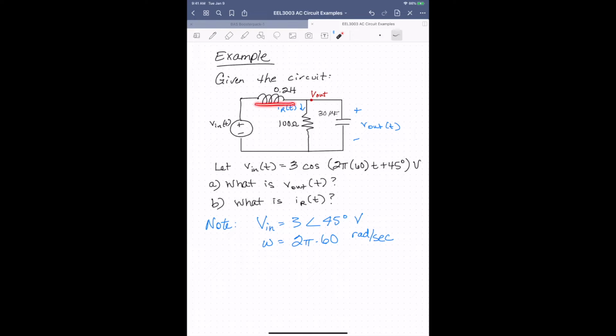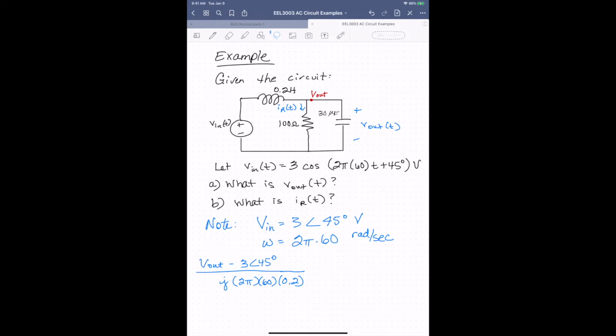The current going here is V out minus V in, so that will be V out minus 3 at an angle of 45 degrees over J omega L, so that's J times omega, which is 2 pi times 60, and L is 0.2. So just to recap, this voltage minus this voltage over the impedance, which is J omega L.